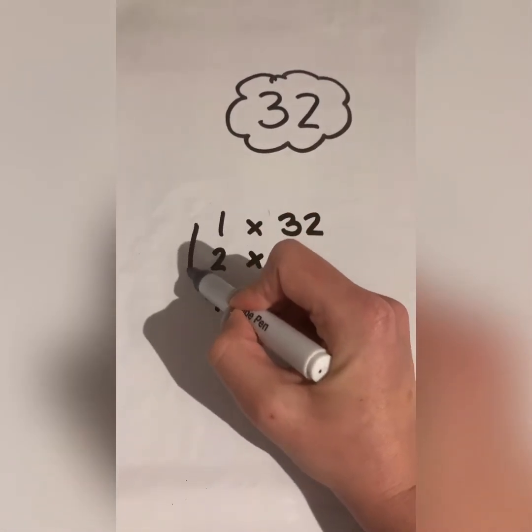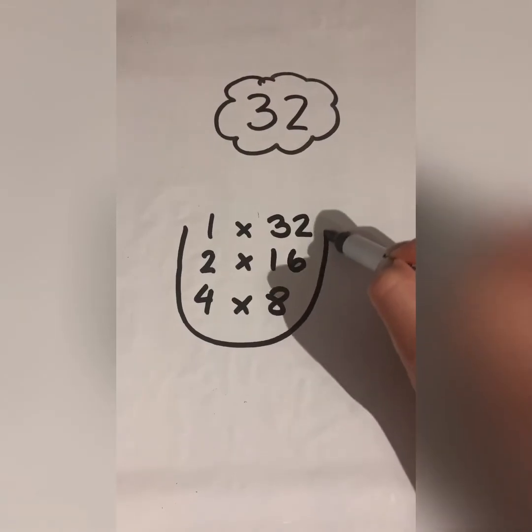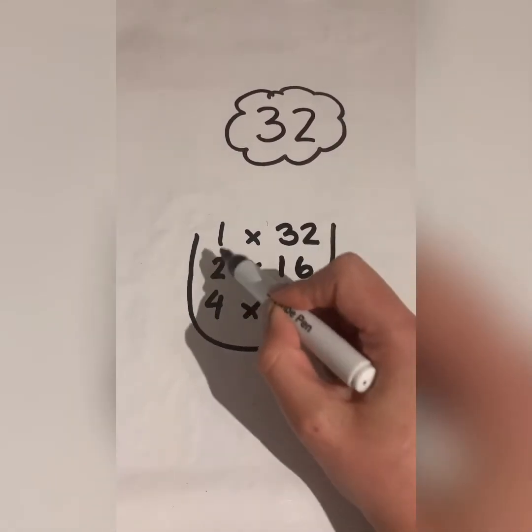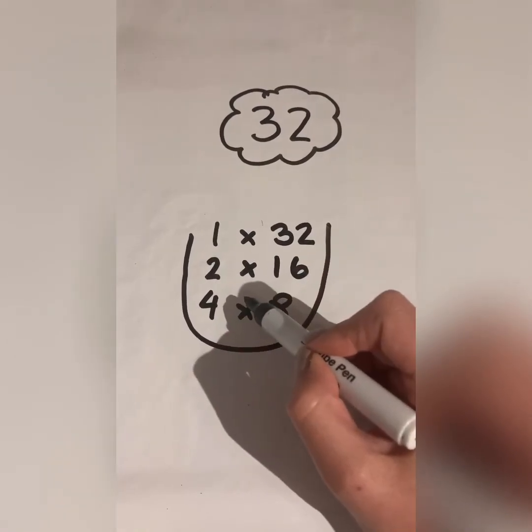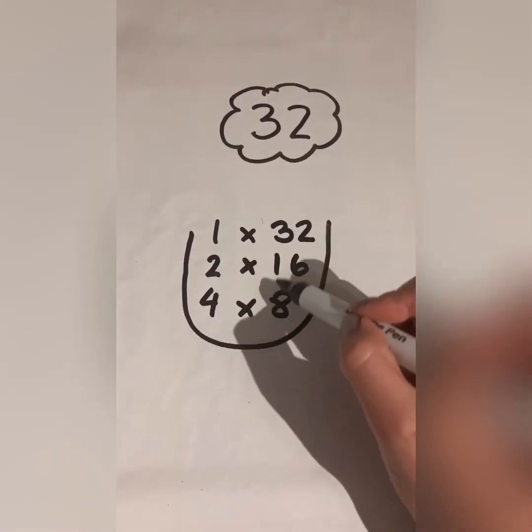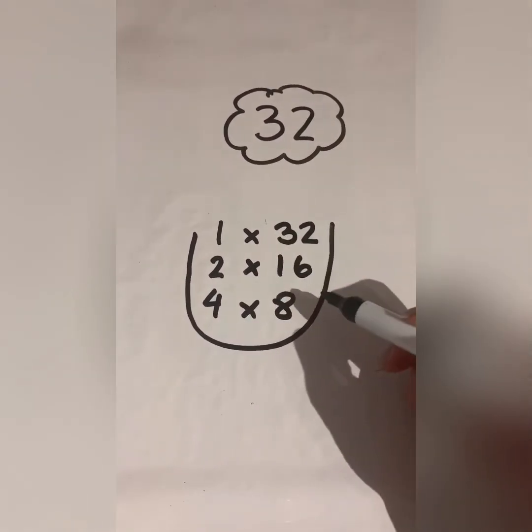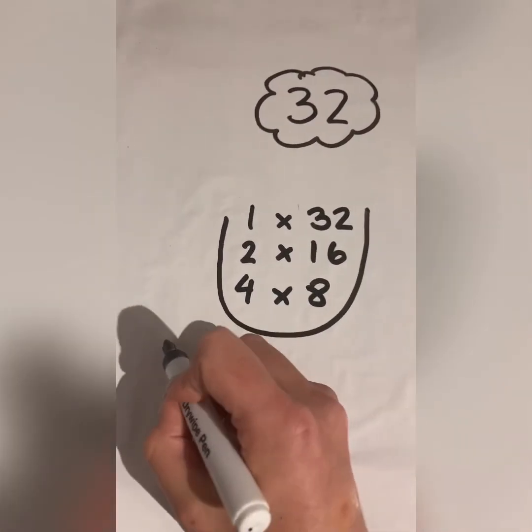So now I'm going to make my big smile, okay? And I know that all of these are factors because, again, we go back to the factors rule. All the numbers are the same or smaller than the number 32. So now I'm going to lay out all my factors.